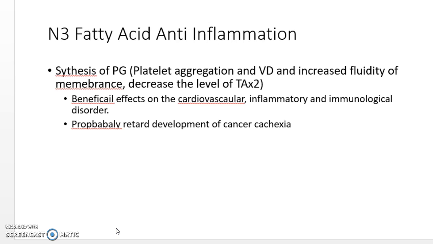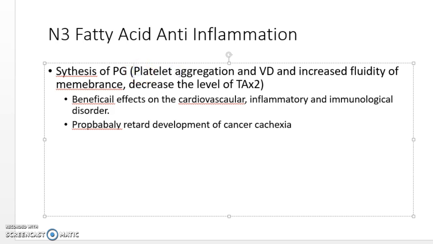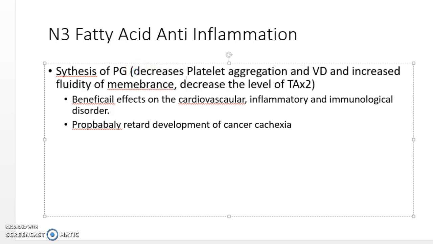So N3, what is the synthesis? N3 is going to be the synthesis of prostaglandins. What are prostaglandins? Anything that would cause vasodilation and inhibit clot formation and platelet aggregation. That's why we would go with prostacyclins, because they can cause vasodilation. I just need to check this. Sorry, I was wrong here. It decreases platelet aggregation, causes vasodilation, and increases fluidity of the membrane. And it decreases the level of thromboxane A2.